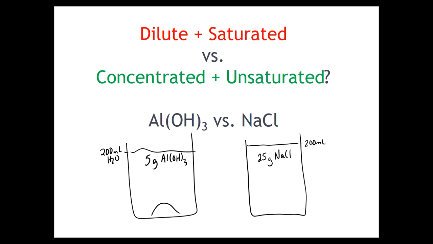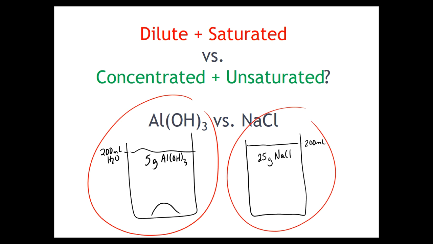So what we can see here is that for the aluminum hydroxide solution, I didn't put in much solute. It is, of course, dilute. But the parking lot is full, so it is saturated. It's both dilute and saturated. If I look at the 25 grams of sodium chloride in the same amount of water, it's got more solute, so it's concentrated, but there's still room in the parking lot, so it's unsaturated. So can something be both concentrated and unsaturated? Heck yeah, that's how some people like their orange juice, right?